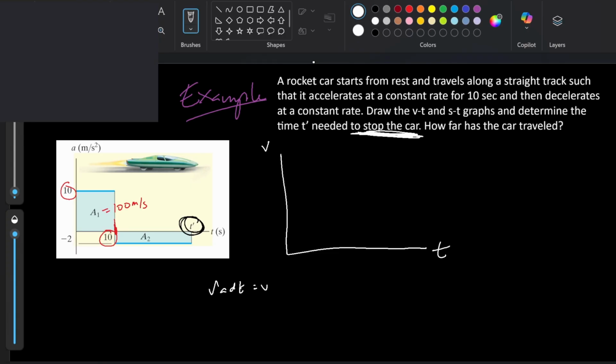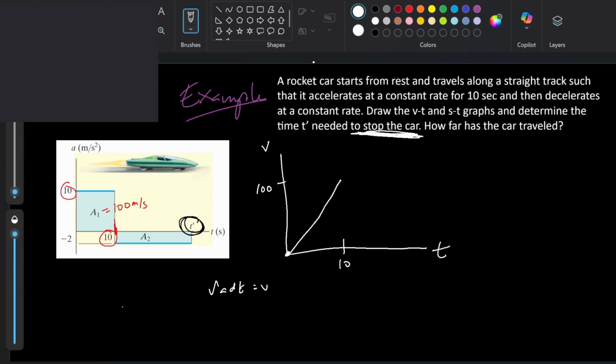Because we know that initial velocity is 0. So we're starting from an initial velocity of 0. Car starts from rest, as the problem statement tells us. And then it goes up to 100 meters per second in those first 10 seconds. So it has a velocity of 100 meters per second in those 10 seconds.